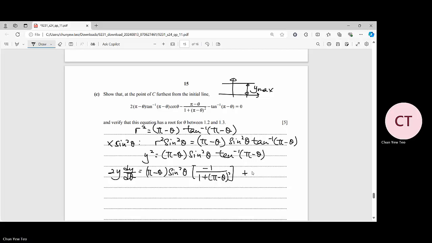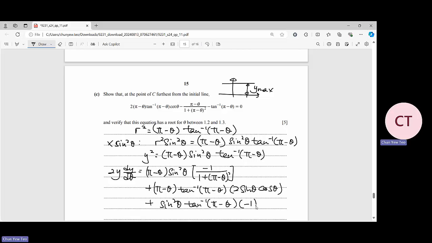Plus keep the left, keep the right, and differentiate the middle. Oops, not enough space, a bit long. So over here, I write: keep the left, keep the right, and differentiate the middle, 2 sine theta cos theta. Then finally, keep the middle, keep the right, and differentiate the left. Okay.